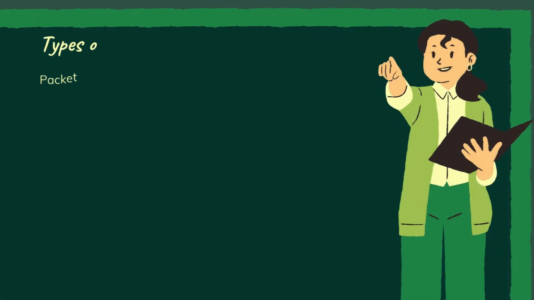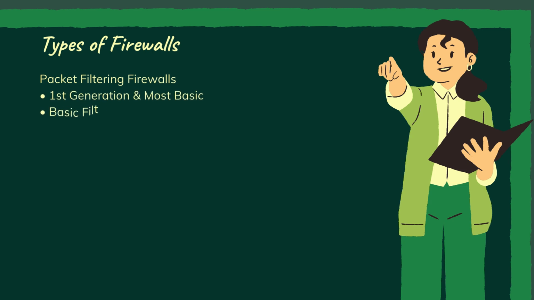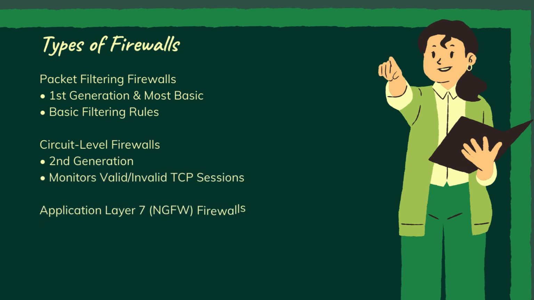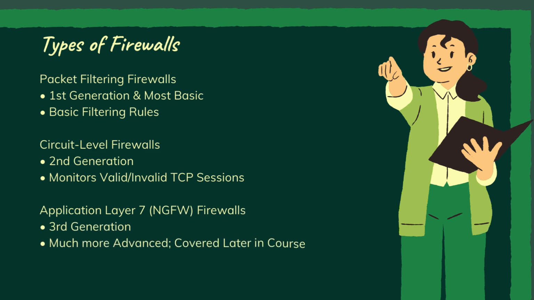Types of firewalls. Packet filtering firewalls, first generation and most basic, basic filtering rules. Circuit-level firewalls, second generation, monitors valid and invalid TCP sessions. Application layer 7, NGFW firewalls, third generation, much more advanced, covered later in the course.